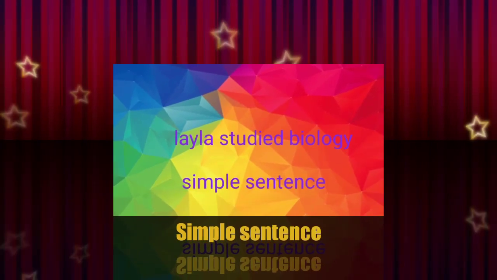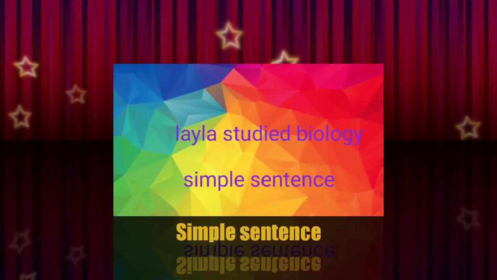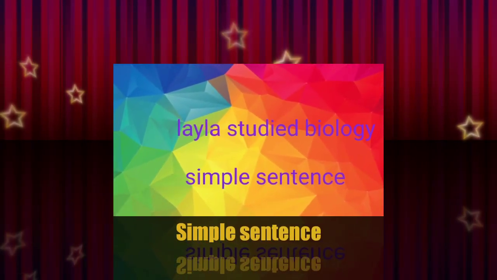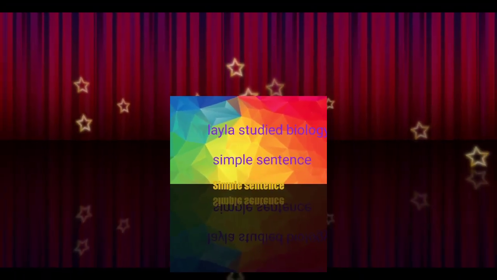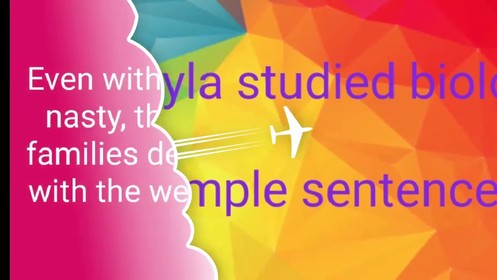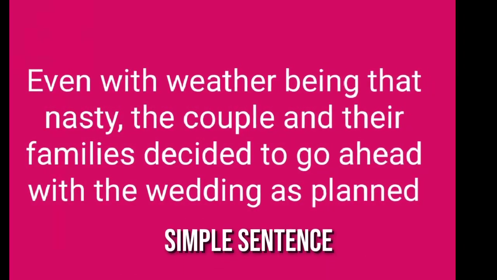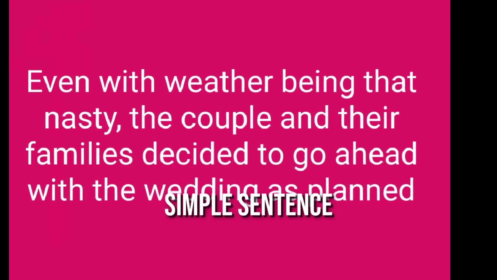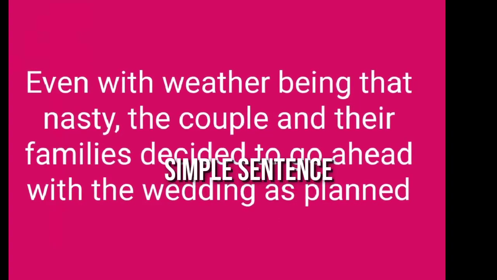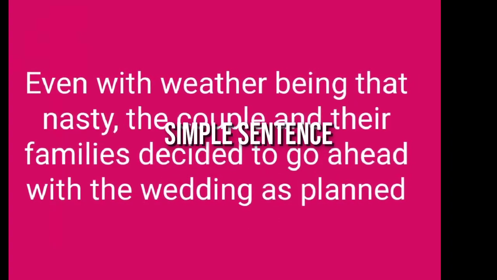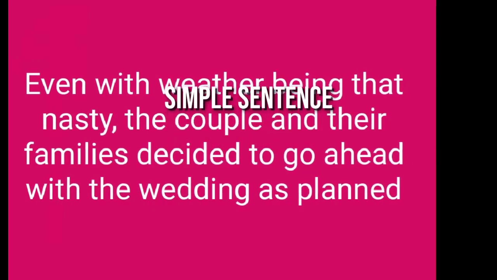First one, Laila studied biology. Here you can understand that only one tense verb is used, studied. So it's very clear, it's a simple sentence. You can make different types of simple sentences. Look at this example: Even with the weather being that nasty, the couple and the families decided to go ahead with the wedding as planned. Though it looks very big, it's a very simple sentence.